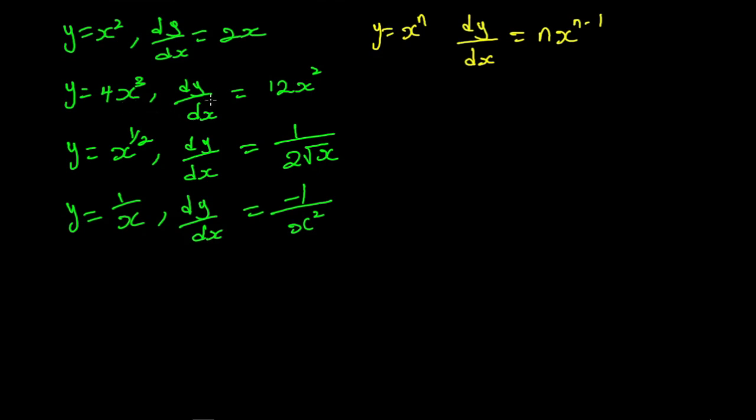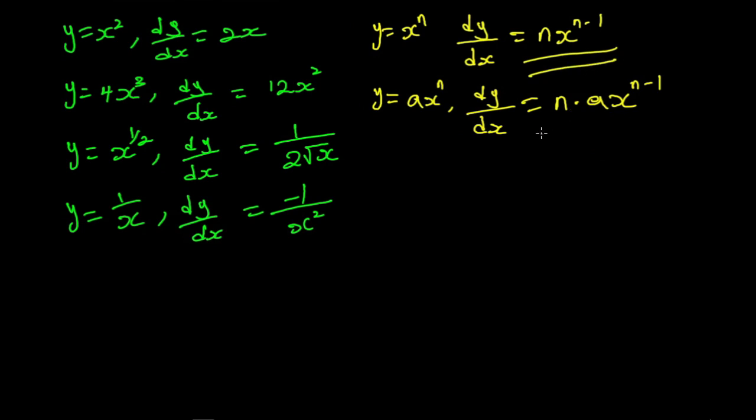If we also look at this, we have 4x cubed. That means if we are given an expression of y to be the product of a constant and x raised to another constant, the derivative of that function is going to be the product of the index and the coefficient. That is going to be n multiplied by a x raised to the power of n minus 1. These two general expressions can be easily used to get the derivative of any function.